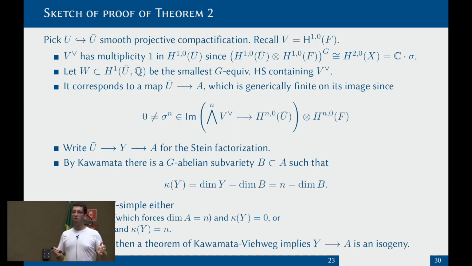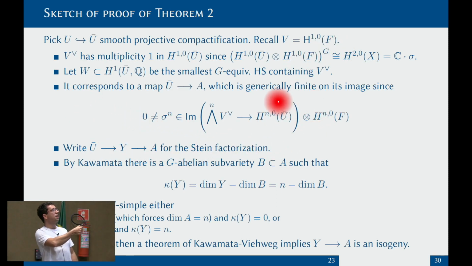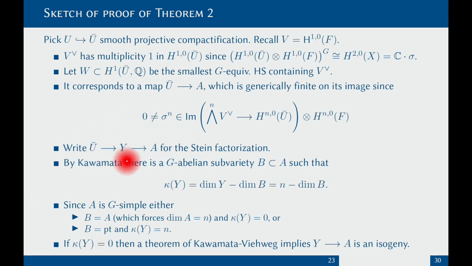This is not the setting of Kawamata, right? In Kawamata's setting we have a finite map to an abelian variety, but we can just take the Stein factorization and make it finite. And the map from U bar to Y is going to be birational because it's a Stein factorization of a generically finite map. So we can just work with Y instead, basically.